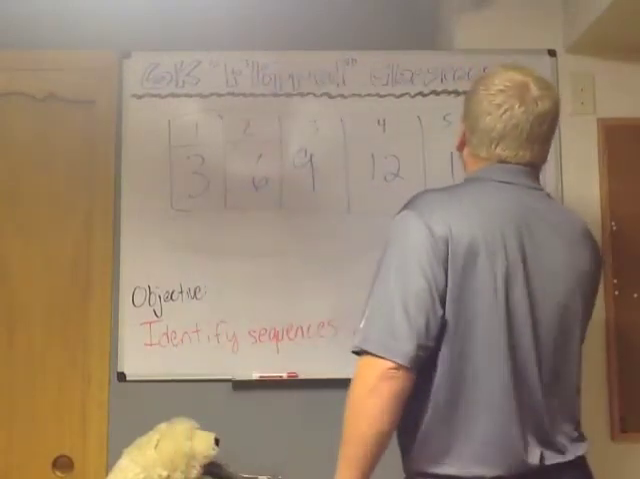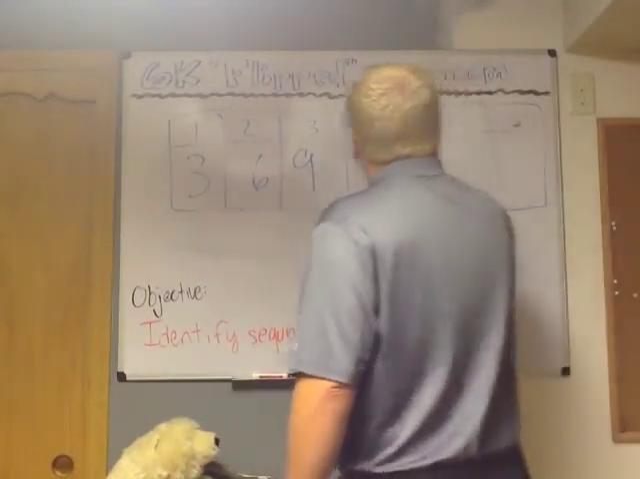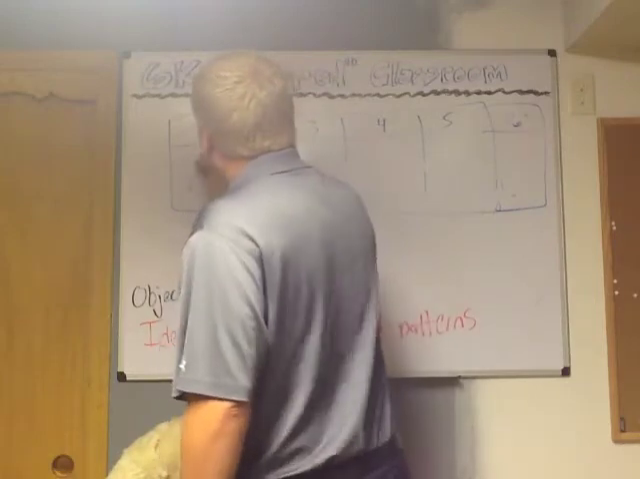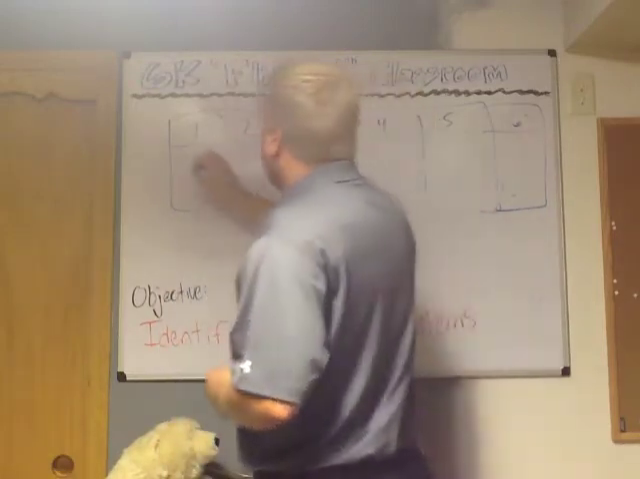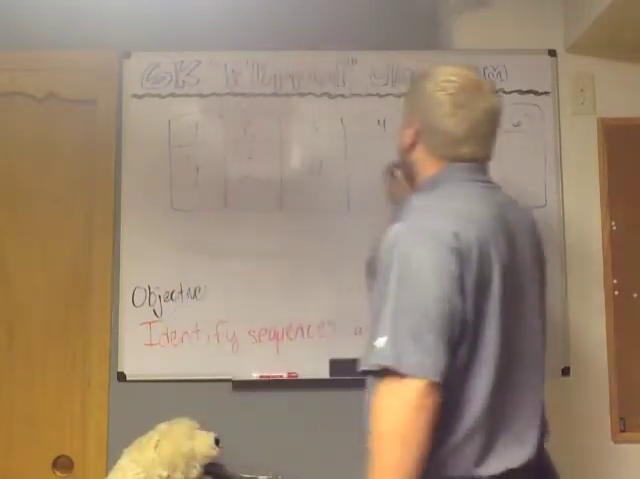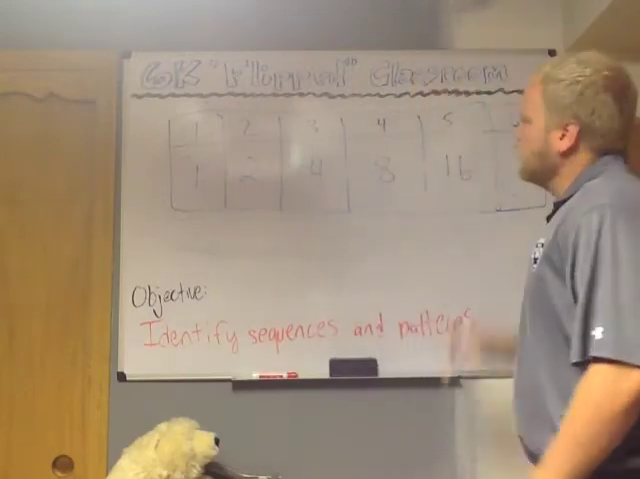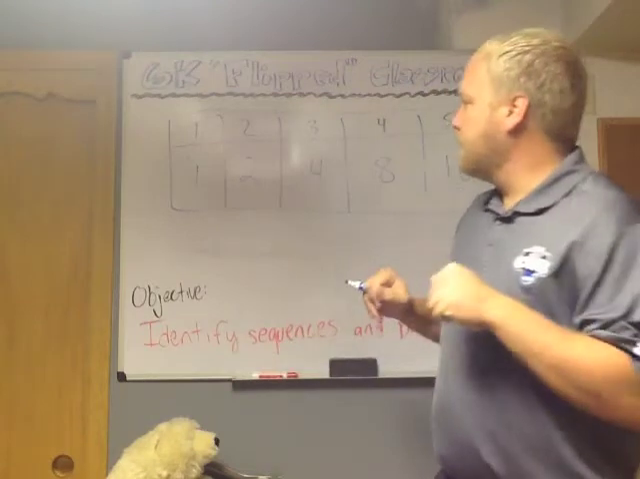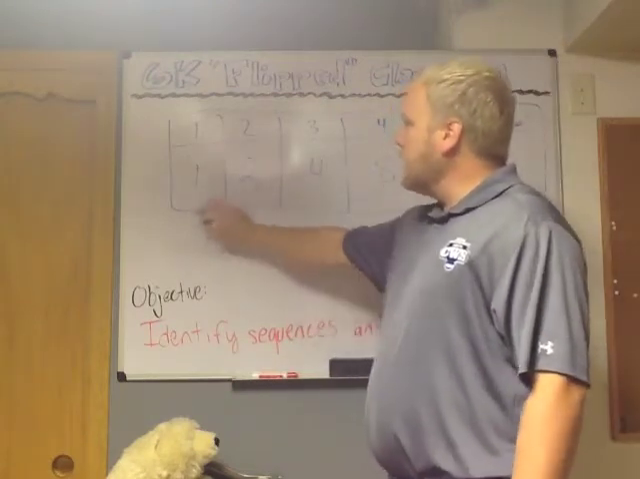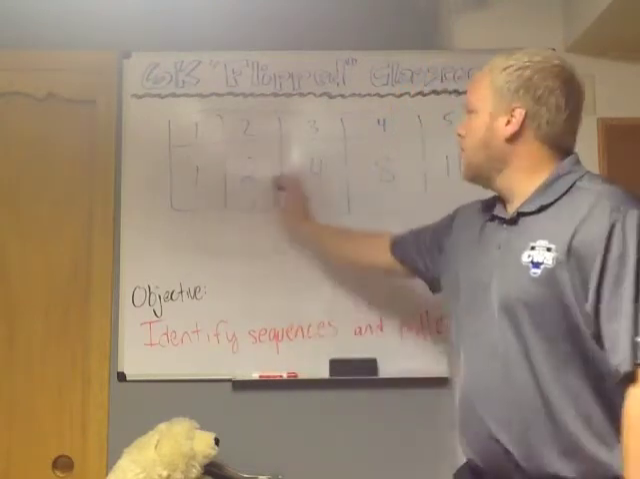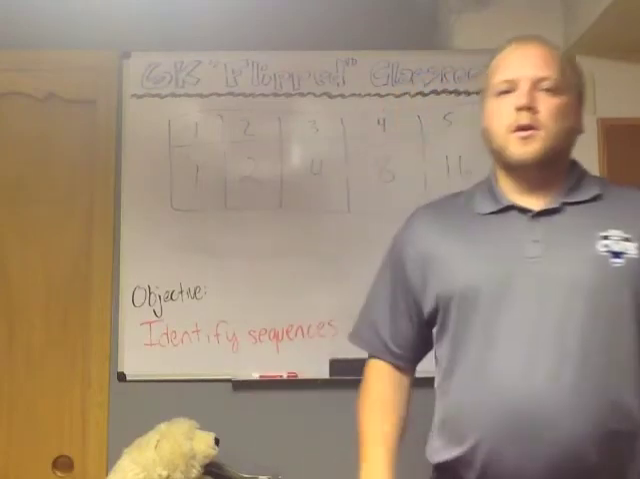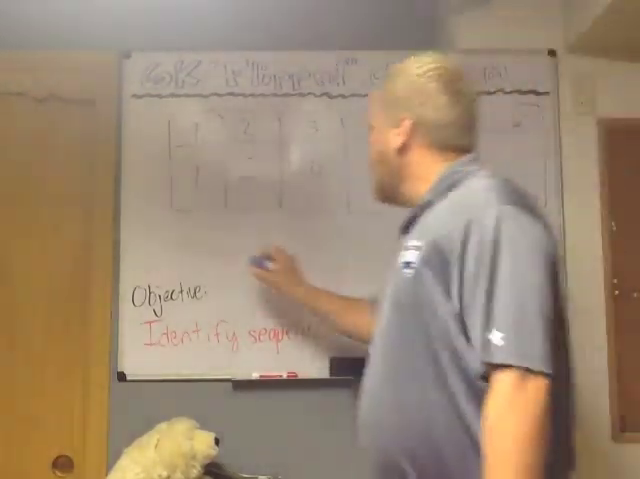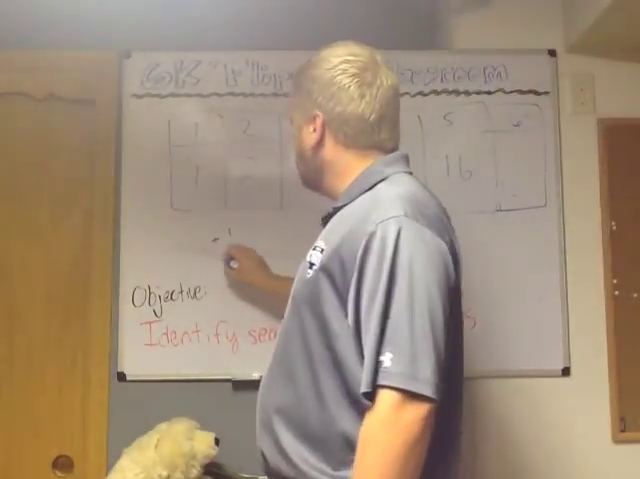If you have 1, 2, 4, 8, 16. Look at the first one. That's the first thing you need to do. Look at the first one, and decide how you get from the first one to the second one. How do you get from 1 to 2? Well, you can do one of two things. You can either add 1 or take it times 2.